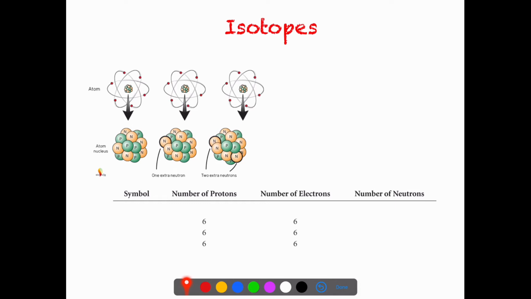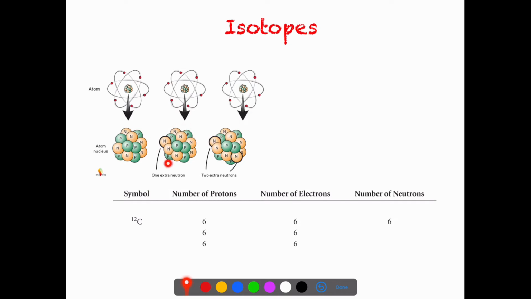What's the difference between them? They differ in the number of neutrons. The first one has a total of 6 neutrons. So its mass number, which is protons plus neutrons, is going to be 12. So this is the carbon 12 isotope. I use the word isotope, and I'm going to explain in just a bit what that means.